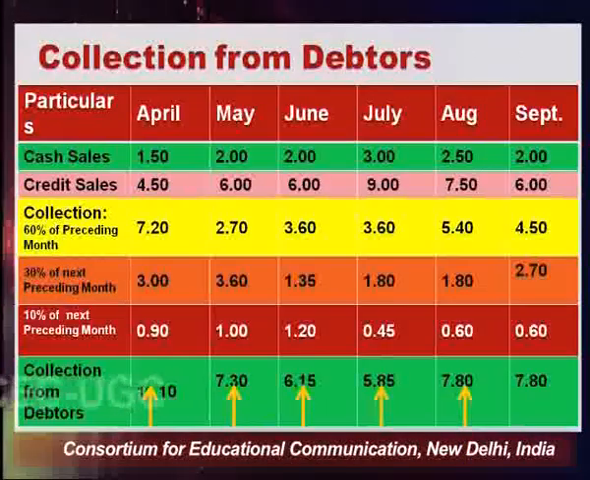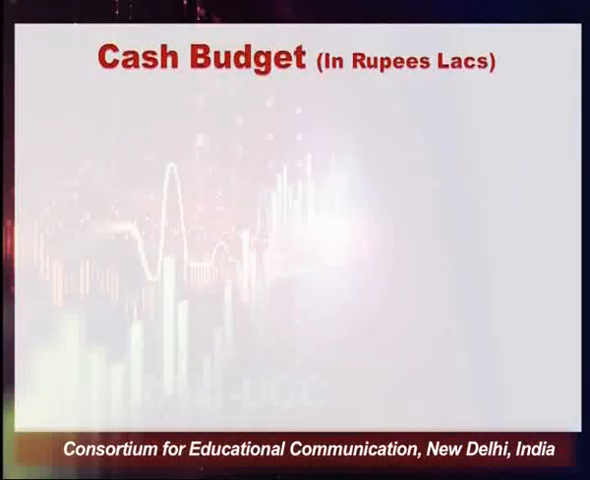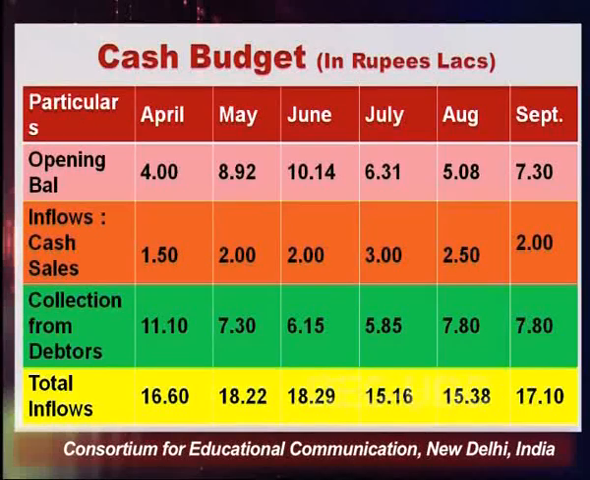Once it is calculated, it is shown by the arrow that these are the values which are actually your collection from debtors. Once it is calculated, you can very easily prepare your cash budget. Let's see the way we have to prepare our cash budget. As per the past practice, we'll start with the opening balance. Opening balance of cash is given in the question, 4 lakh rupees for the month of April. I'm just explaining for the month of April, so that you can understand that in subsequent months also we'll be following the same process. So opening balance is given, rupees 4 lakh.